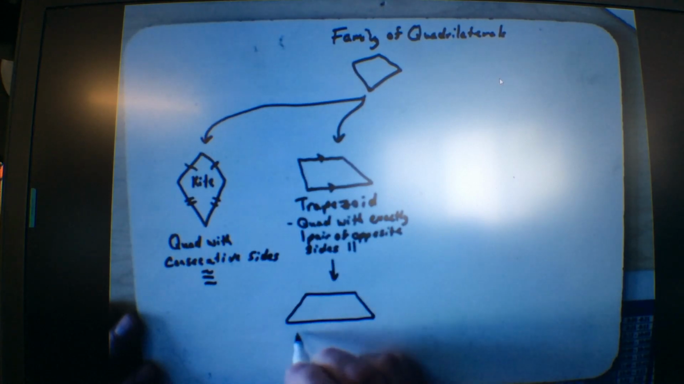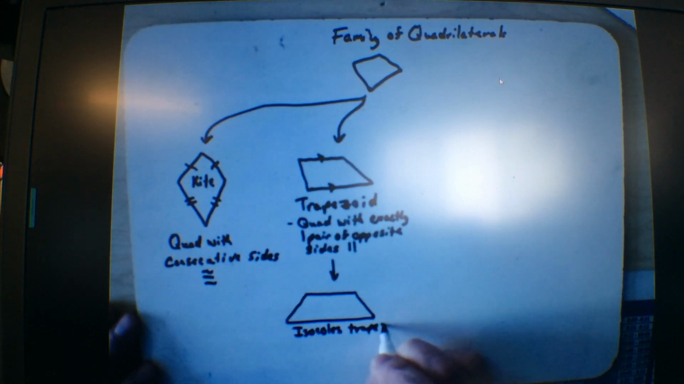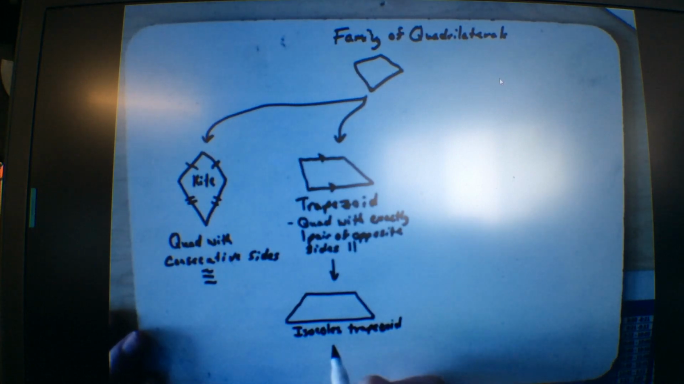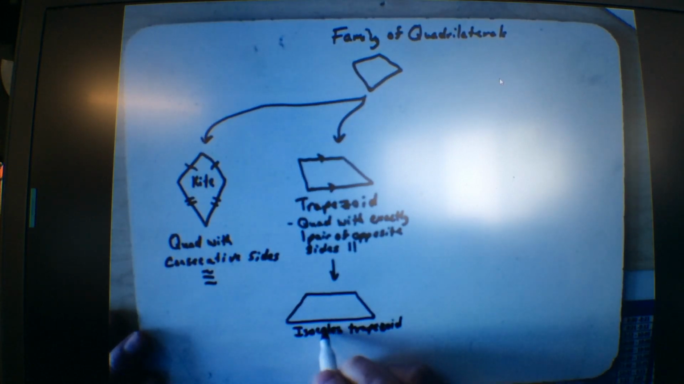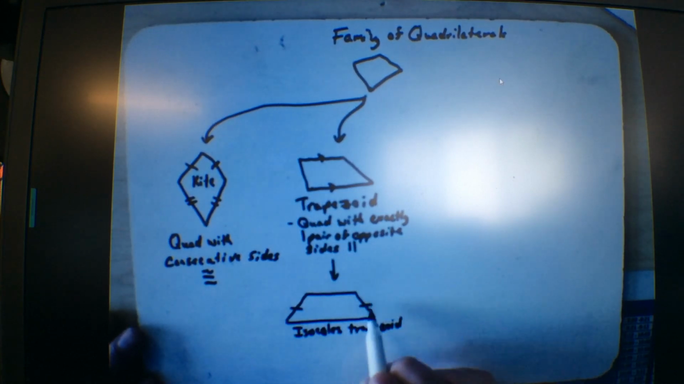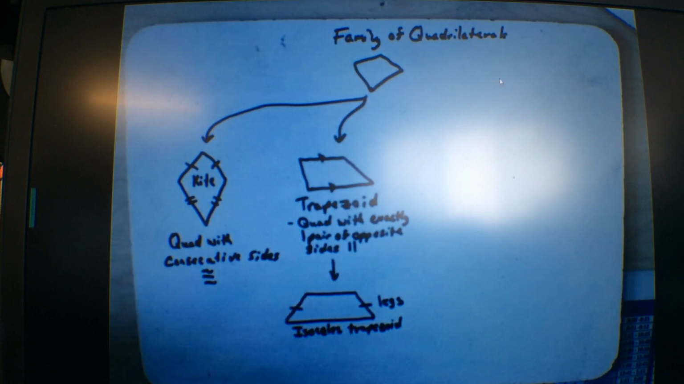And this is called an isosceles trapezoid. Why do you think it's called an isosceles trapezoid? Actually, two of the sides are equal. This side and this side, and those are called legs. We'll go into more detail as we go on, but an isosceles trapezoid has the legs equal. Okay? I'm just trying to give you an overview.